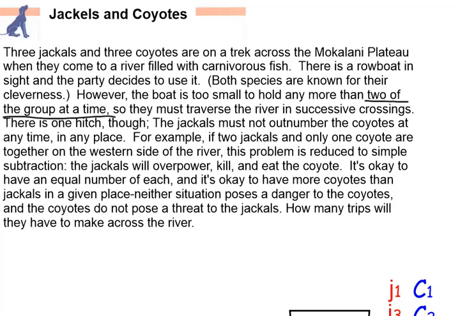There is one hitch, though. The jackals must not outnumber the coyotes. So we need to know that. The jackals must not outnumber the coyotes at any time, in any place. For example, if 2 jackals and only 1 coyote are together on the western side of the river, this problem is reduced to simple subtraction. The jackals will overpower, kill, and eat the coyote. It's okay to have an equal number of each, and it's okay to have more coyotes than jackals. In a given place, neither situation poses a danger to the coyotes, and the coyotes do not pose a threat to the jackals. How many trips will they have to make to cross the river?